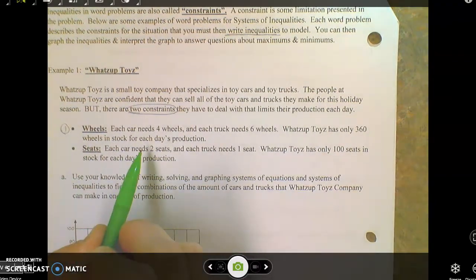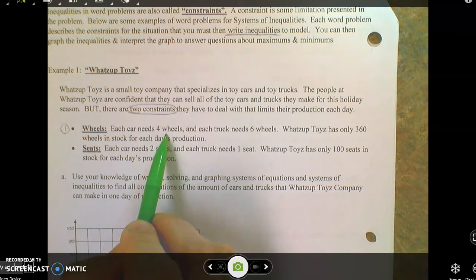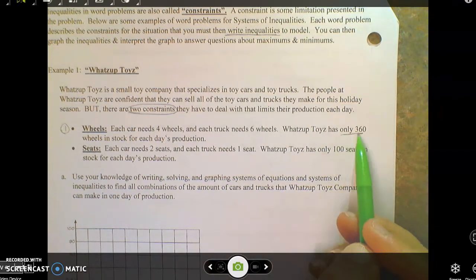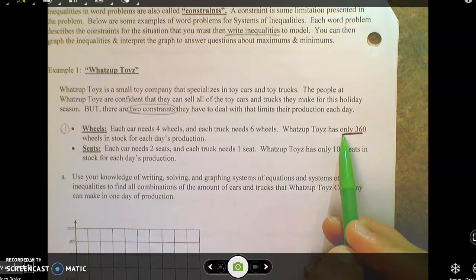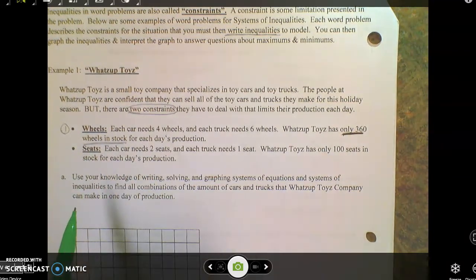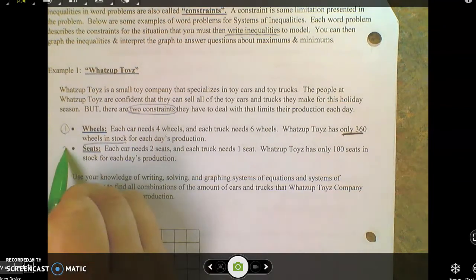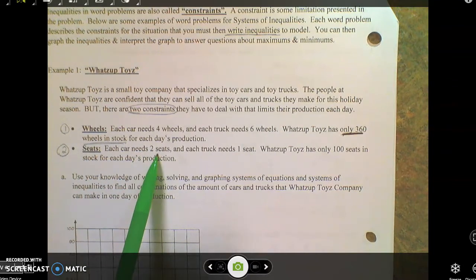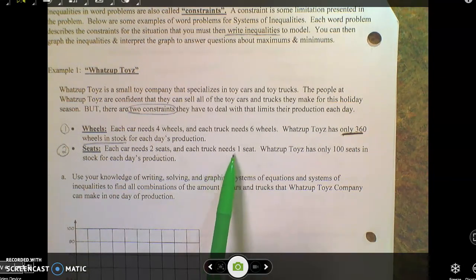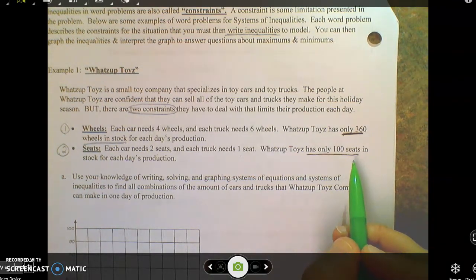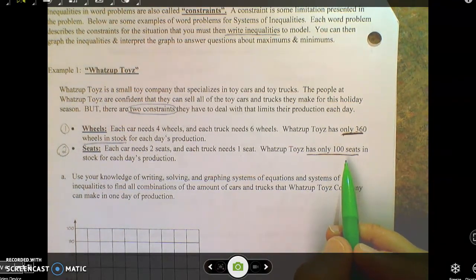So this is a material constraint. Each car needs to have 4 wheels on it. Each truck needs to have 6 wheels on it, but they only have 360 wheels in stock for that day's production. The second constraint is about seats. So each toy car needs 2 seats, each of the toy trucks has 1 seat, and they only have 100 seats available for that day's production.